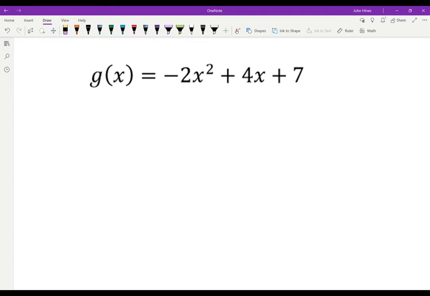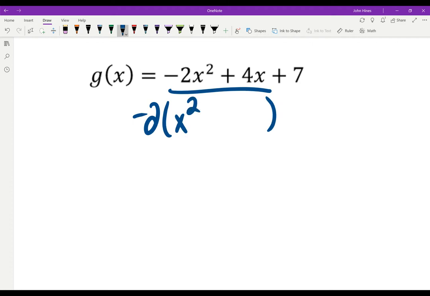So we got a problem. We've got that leading coefficient to work with, so let's take care of that. Let's take care of this leading coefficient here by taking it out. Let's factor it out. So I factored out a -2, so that means I need to divide this by -2. 4 divided by -2 is -2x.